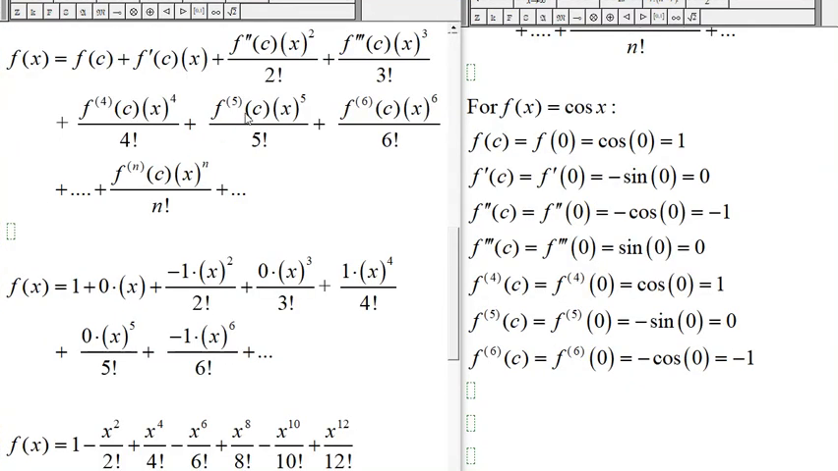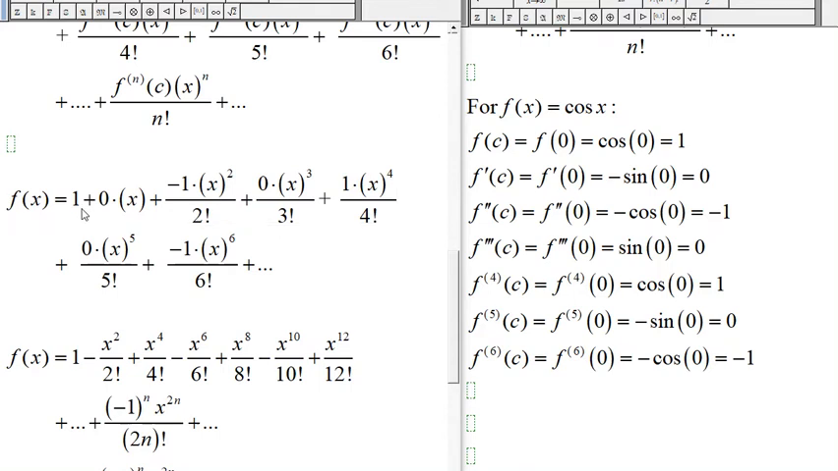And here's the Taylor series expansion formula again. And so here we get 1. First derivative we get 0. Second derivative we get negative 1. Third derivative we get 0. Fourth derivative we get 1. Fifth derivative we get 0. Sixth derivative we get negative 1.